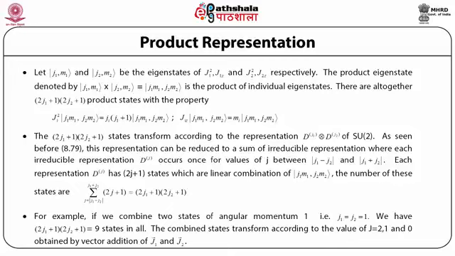So the combined state, there are 9 states which transform according to the values of j equal to 2, 1 and 0. The number of states corresponding to the j value 2 is 5, (2j + 1); for 1 it is 3, so 5 plus 3 is 8; and for 0 it is 1. So there are 9 states. 5 of those states transform with angular momentum value 2, 3 states with angular momentum 1, and 1 state with angular momentum 0. And these are the states obtained by vector addition of j1 and j2.